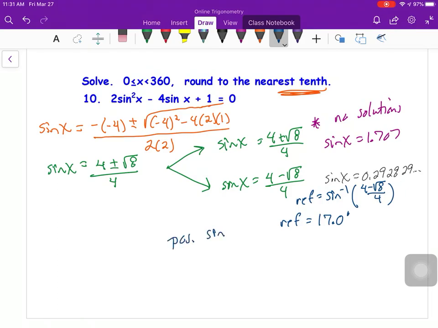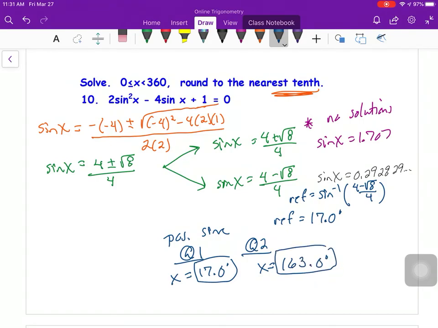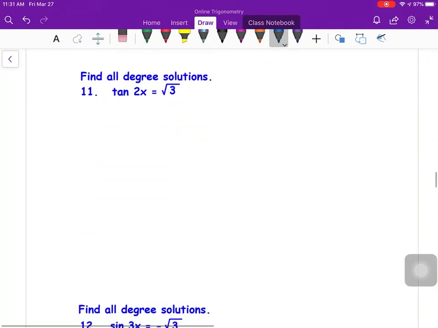And it was a positive sign. So that means we were in quadrant 1 and quadrant 2. Quadrant 1 is the same as the reference angle, so x would be equal to 17.0. Quadrant 2, I have to take 180 and subtract my reference angle. So I get 163.0. And once again, I box them immediately because there's no need to check it. We didn't square both sides, so there's no possibility of an extraneous solution.